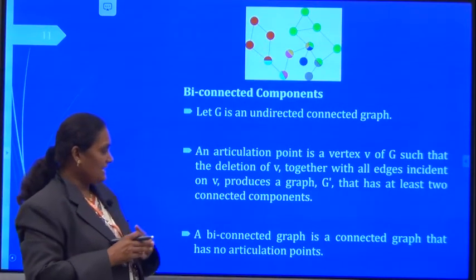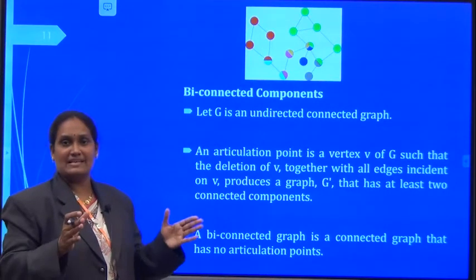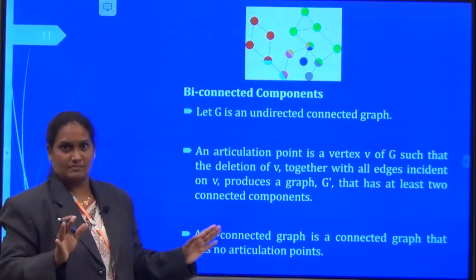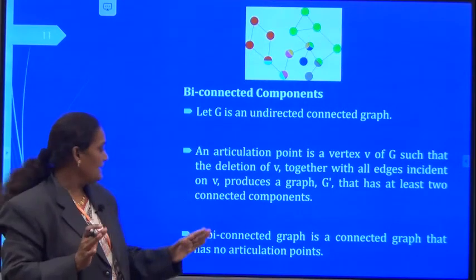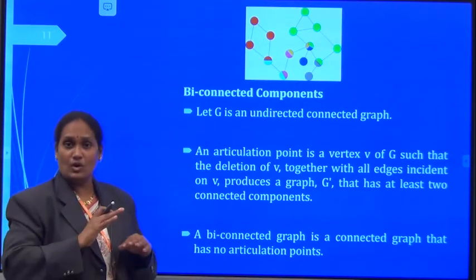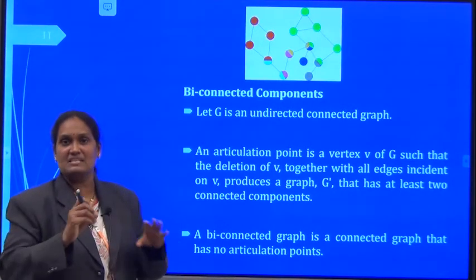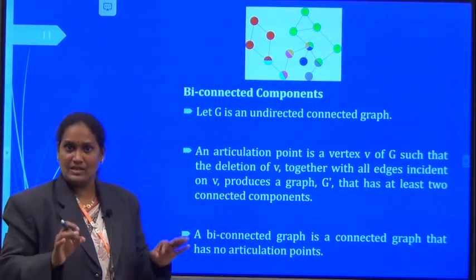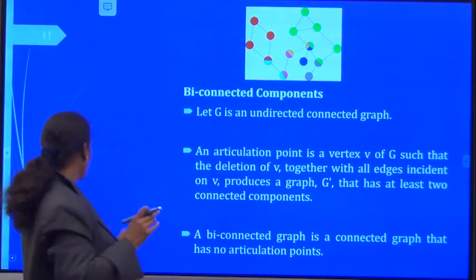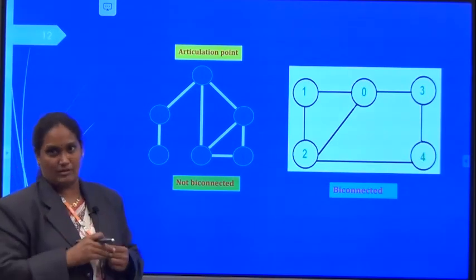Now, what is a biconnected graph? A biconnected graph is a connected graph that has no articulation points. That is, no vertex becomes an articulation point in case of a biconnected graph. Now I am going to show you an example for articulation point as well as biconnected components.